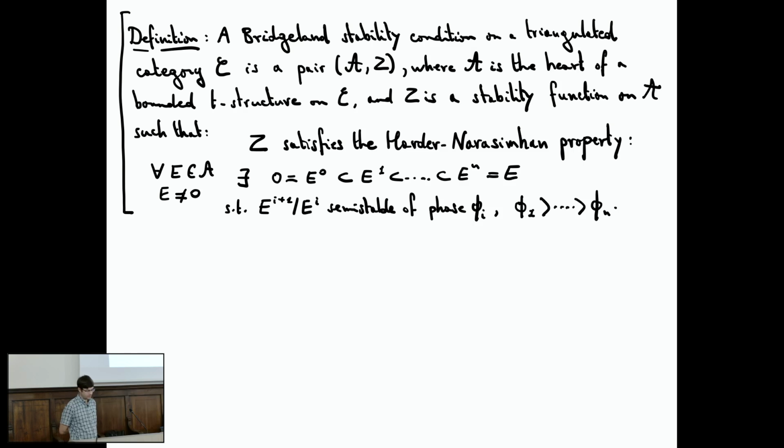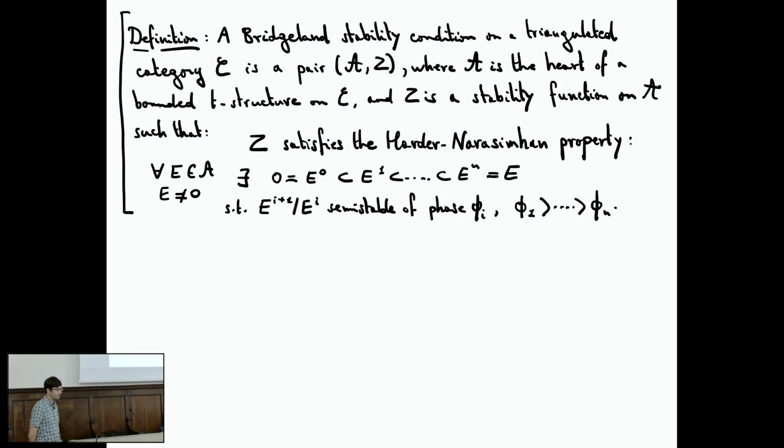And you ask for the following property. You want that Z satisfies a Harder-Narasimhan property. So every non-zero object in your abelian category should admit a filtration, an increasing filtration, E0 inside E1, inside En, equal to E. So this thing is inside the abelian category A. And you want the successive quotients, E_{i+1} over E_i, to be all semi-stable of a given phase, phi i. And you want these phases to be strictly decreasing. Phi 1 should be bigger than phi 2, which would be bigger than phi n.